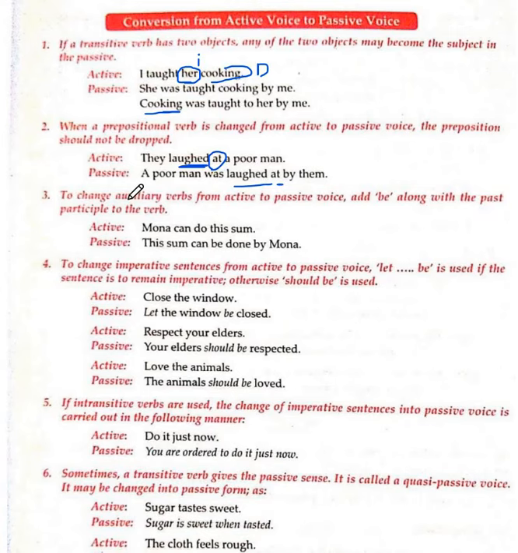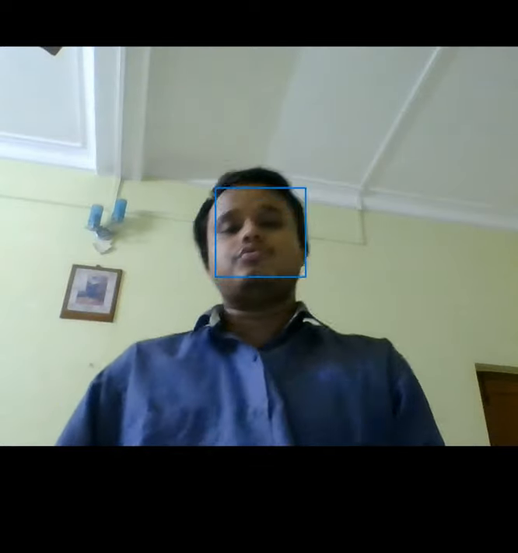Okay, then to change the auxiliary verb from active to passive voice, add be along with the past participle of the verb. So this one also, the rule you got on the previous day, the rules which I have given.